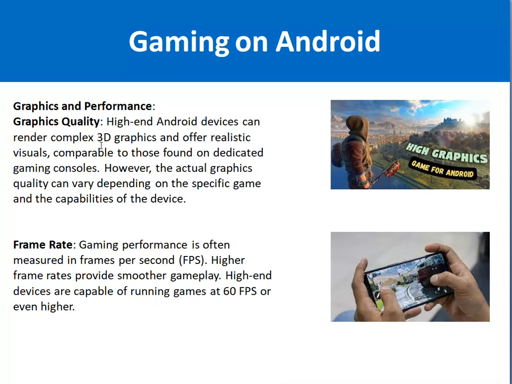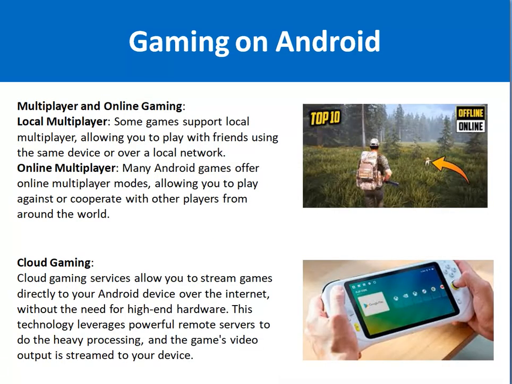However, the actual graphics quality can vary depending on the specific game and capabilities of the device. Frame rate. Gaming performance is measured in frames per second (FPS). Higher frame rates provide smoother gameplay. High-end devices are capable of running games at 60 FPS or even higher. So 60 frames per second is basically the higher quality, generally considered.